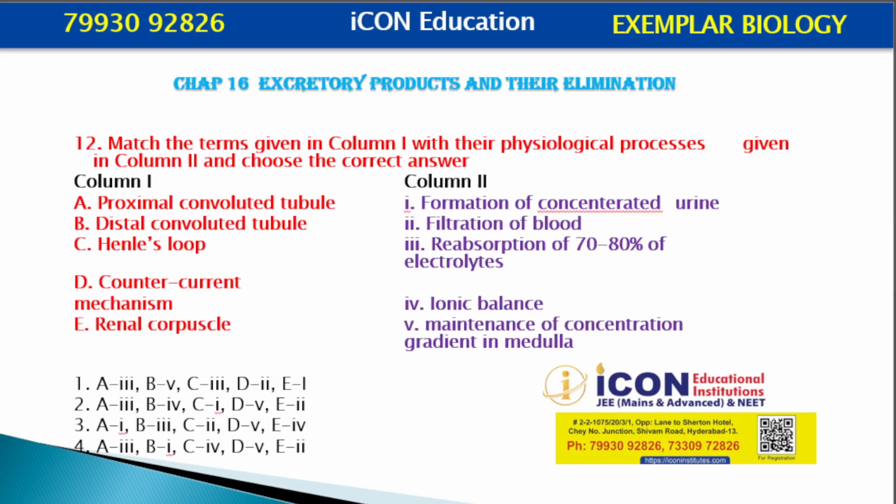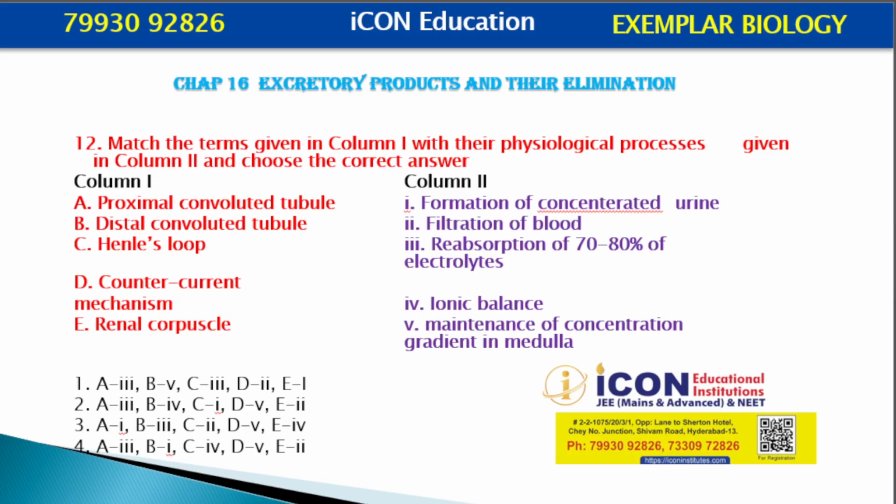Match the terms given in column 1 with their physiological processes given in column 2 and choose the correct answer. Proximal convoluted tubule, distal convoluted tubule, Henle's loop, countercurrent mechanism, and renal corpuscle are given in column 1. In column 2, formation of concentrated urine, filtration of blood, reabsorption of 70 to 80% of electrolytes, ionic balance, and maintenance of concentration gradient in the medulla are given here.